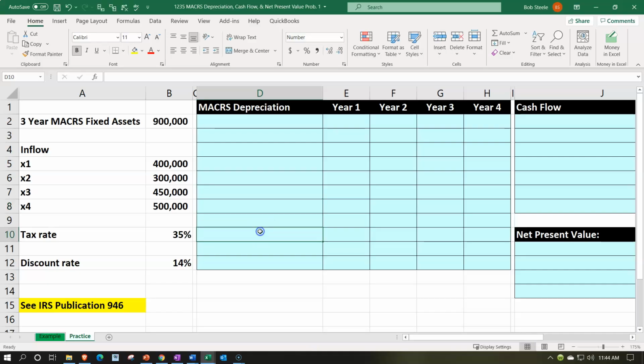Here we are in Excel. If you have access to Excel and would like to follow along, note that we are in the practice tab as opposed to the example tab. The example tab in essence being an answer key. Information on the left-hand side, populating that information into the blue area on the right-hand side.